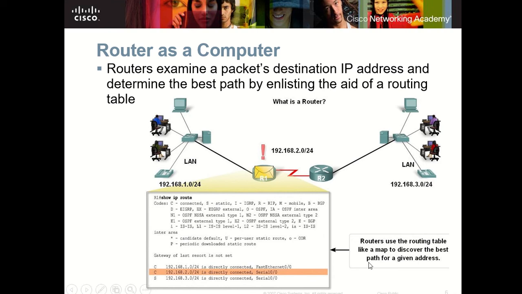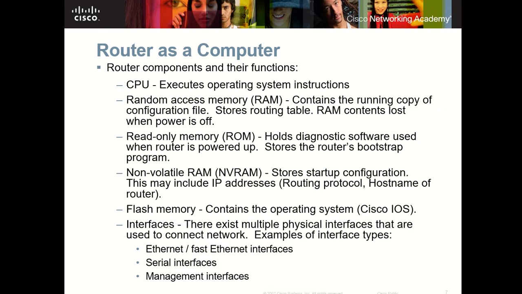So routers again use a routing table like a map to discover the best path for a given address. So every time nga naa moabot nga message sa imong router, automatically consult niya kung directly connected ba sa iya hatong nga network or not. And if directly connected sa iya, mangita siya og way para ma-forward niya ang packet paduol sa destination. Okay? So these are the components and functions of our router.